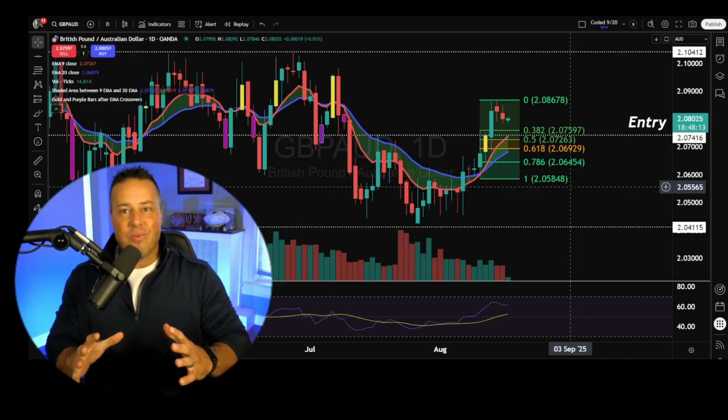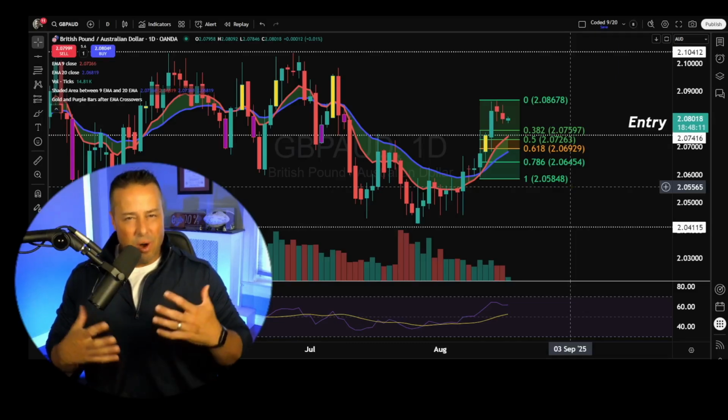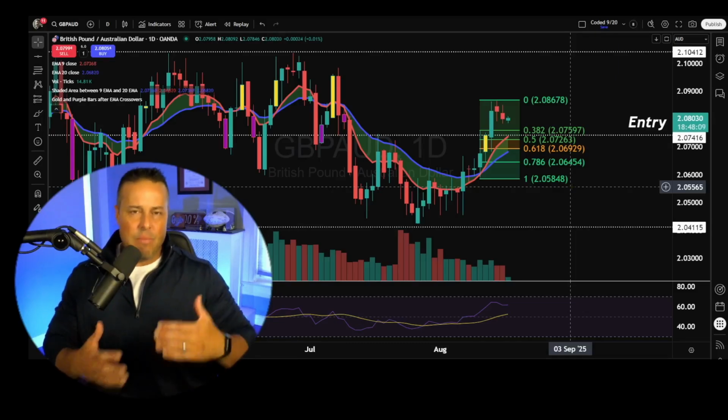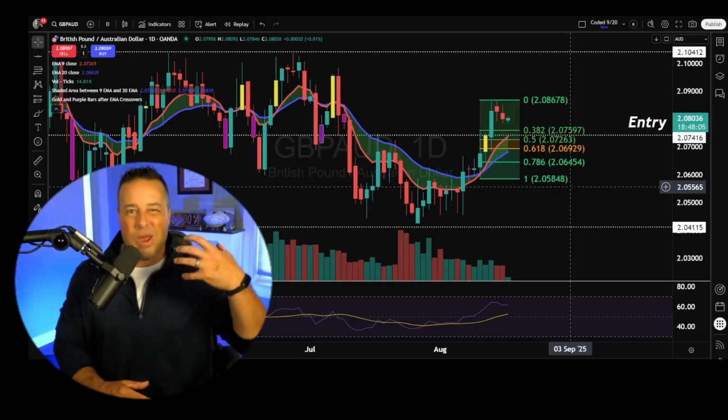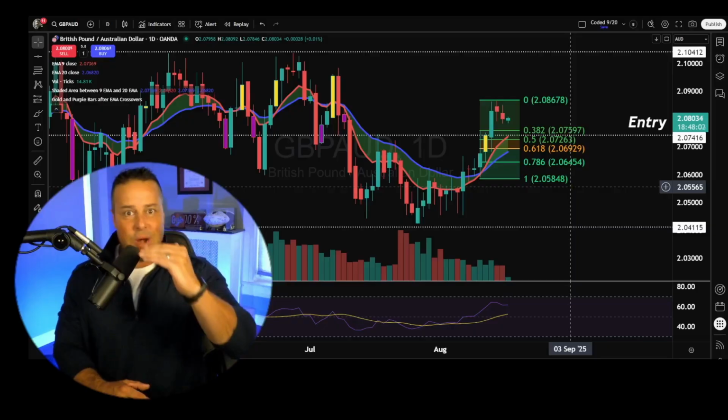Lots going on for the Great Britain Pound Australian dollar. This is one that's under our microscope right now. We had the big move out of the Bank of England here not too long ago for that rate cut. And we've also had a real stagnant gold market. That's been sort of a drag on the Aussie.